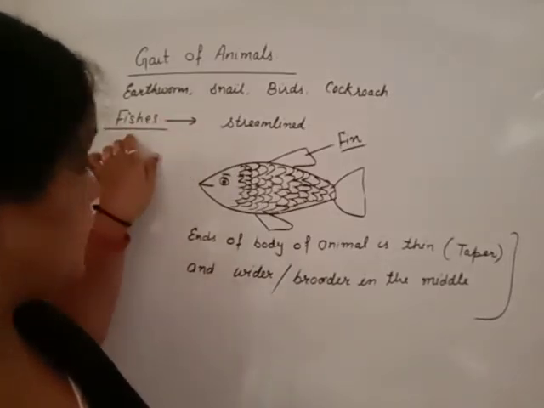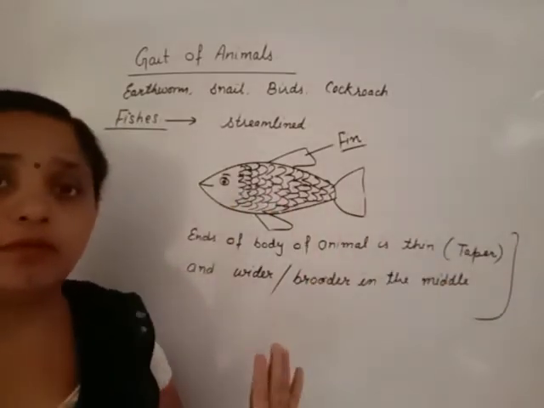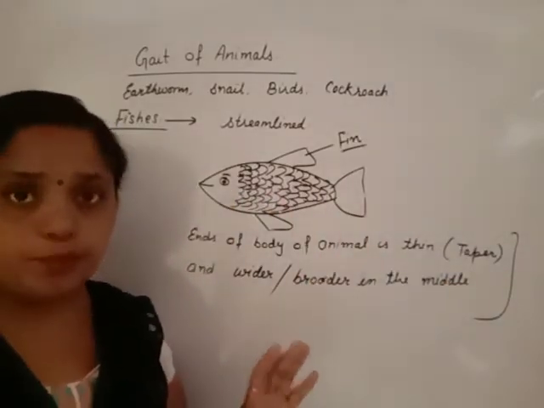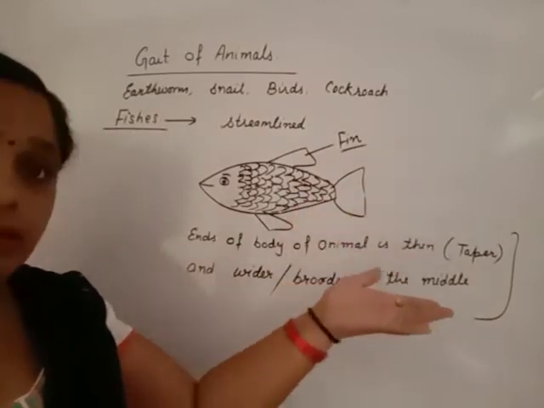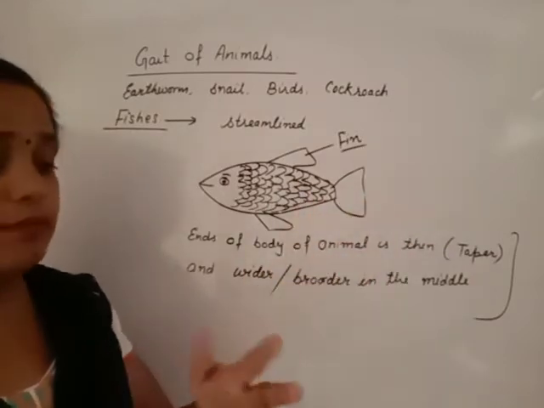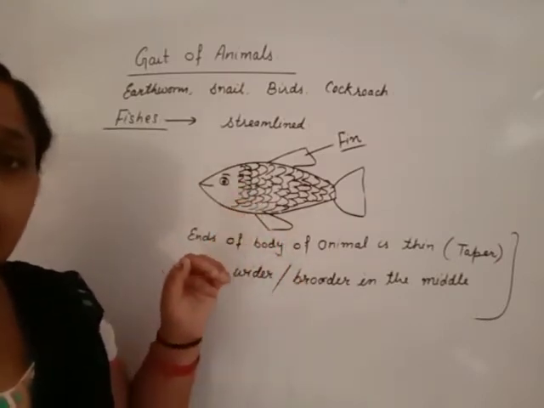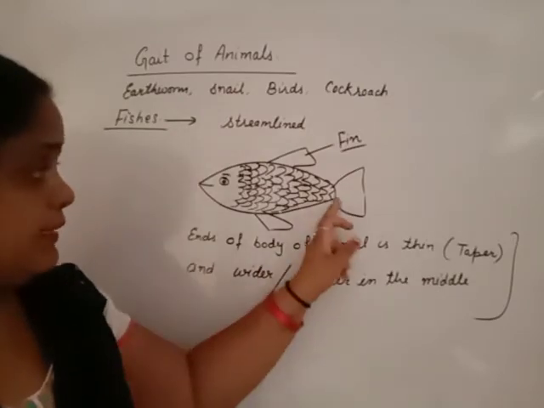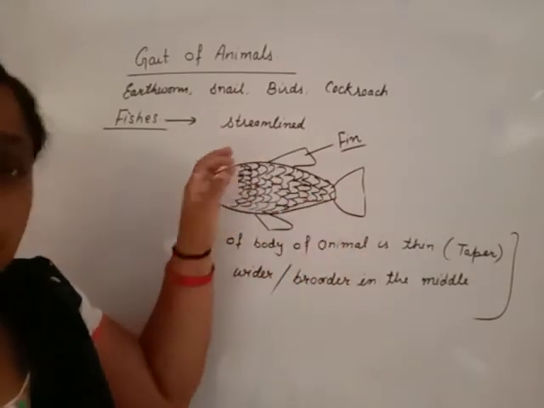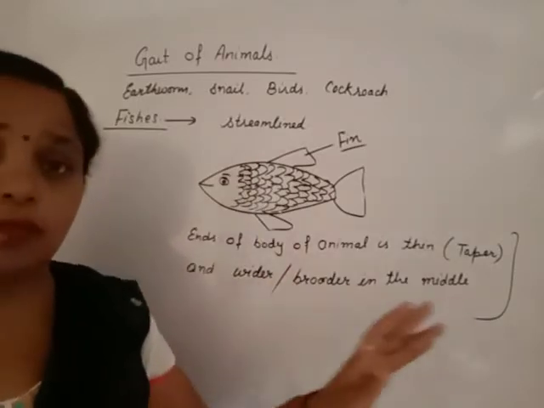Beta, the body of the fish as a whole helps in movement from one place to another in search of food, and for this they do not have any legs. Their body is streamlined, tapered at the end, wider in the middle. This shape of body helps the fish to move.